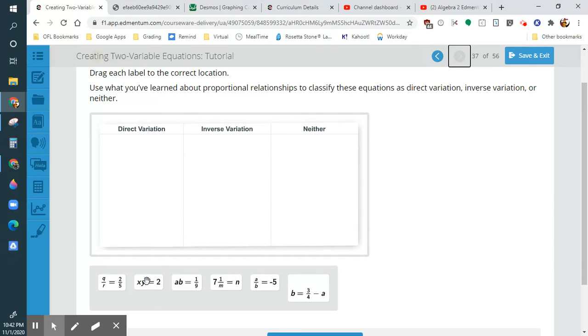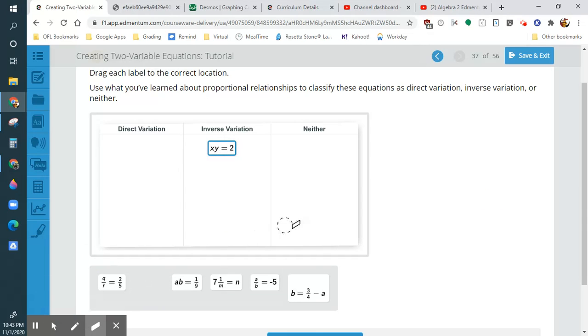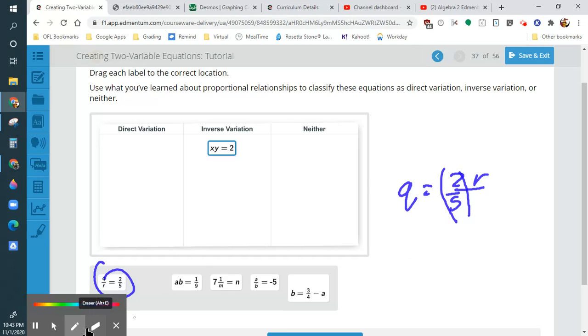So if we look at this, it is an inverse because y equals 2 divided by x. So I'm going to move this to the inverse part and clear this out here. And we're looking at this one. If we multiply r by both sides, q is equal to 2/5 times r. So this is a direct variation. It kind of looks like an inverse variation because it's a fraction, but nonetheless, it's still direct.